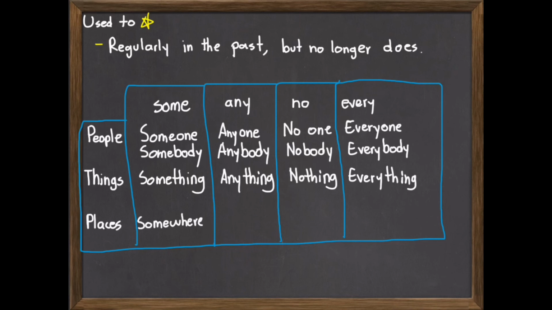And for places and some, we use somewhere. For any, we use anywhere. For no, we use nowhere. And for every, we use everywhere. Now, as I already mentioned, these compounds are used in exactly the same way as some, any, no, and every, with the exceptions that they are not followed by a noun, and they always go with singular verbs.